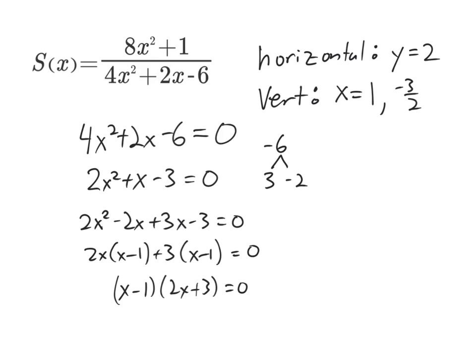So recap, the horizontal asymptote is going to be your leading term divided by your leading term. Your vertical asymptotes are going to be where the bottom equals 0.